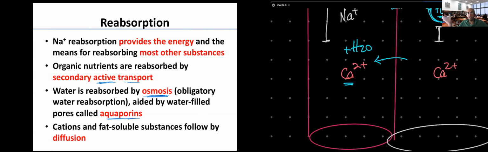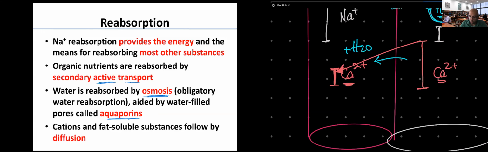Let's say I did have equal concentrations of calcium, but as I move the water from one side to the other, as the water follows the sodium, the blood is going to have lower concentrations now of calcium because I did add water to it. Compared to the kidney tubules, I dragged water out of them, so the concentration of calcium is going to be higher in my kidney tubule. So what's going to happen? Those will travel down their concentration gradient. Down the concentration gradient means from high concentration to low concentration.